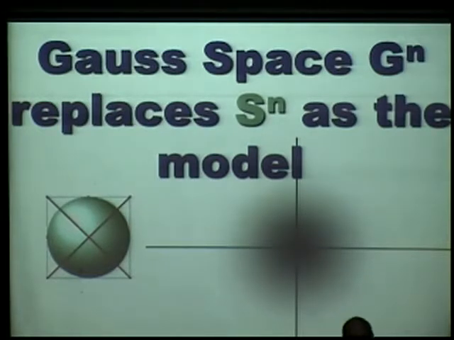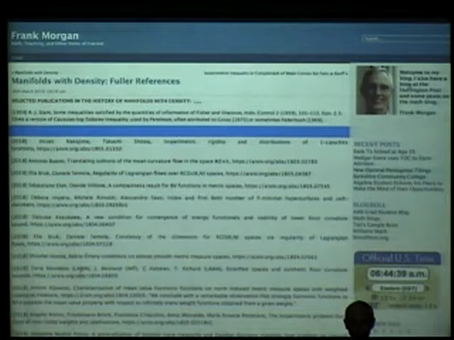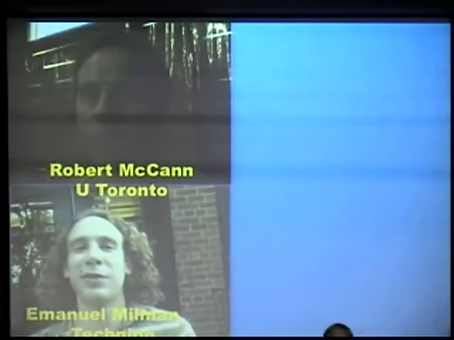I try to keep a list of recent papers on my website, and it's hard to keep up. There have been over 100 since 2016. At a big conference in Montreal, I asked some of the young experts why densities are so important, and Robert McCann said that, well, even if you want to just start with density 1 classical manifolds, in the limit, you're going to get other densities. Yeah, this is what Robert had to say to me.